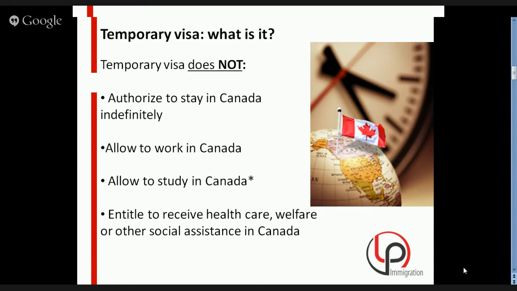As such, it does not allow you to stay in Canada for as long as you wish, of course, to work, or to study in Canada, with one certain exception we'll mention a little bit later, I mean the studies. It does not allow you to receive government-funded healthcare, welfare, or other form of social assistance.